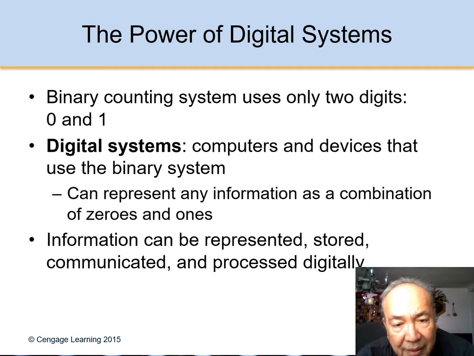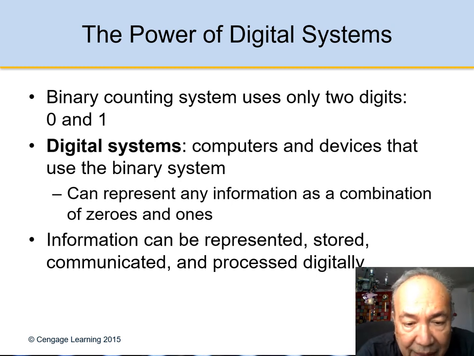First of all, let's look at how the computer works. How does the computer work? The computer uses a binary counting system. Instead of 1, 2, 3, 4, 5, which is a decimal counting system, we use the binary counting system, which is zeros and ones. Zero means no information, and one means with information.